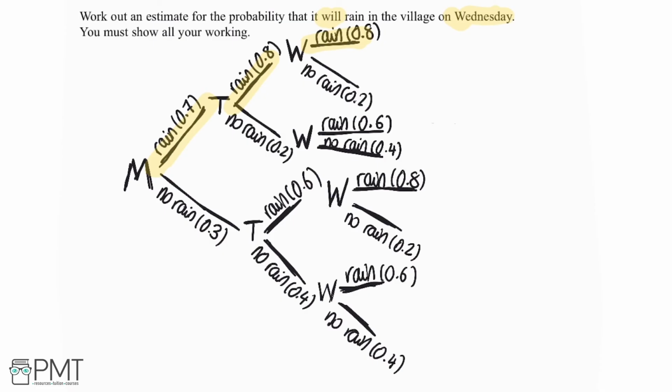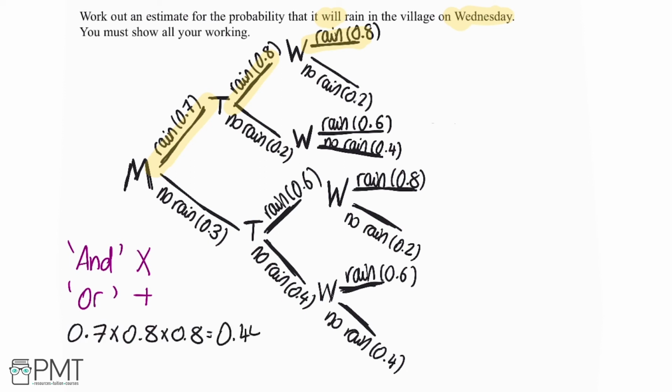And when we talk about probability, when we see the word "and", we're going to multiply. When we see the word "or", we're going to add. So what we had is rain on Monday and rain on Tuesday and rain on Wednesday. So 0.7 multiplied by 0.8 multiplied by 0.8, giving a value of 0.448.